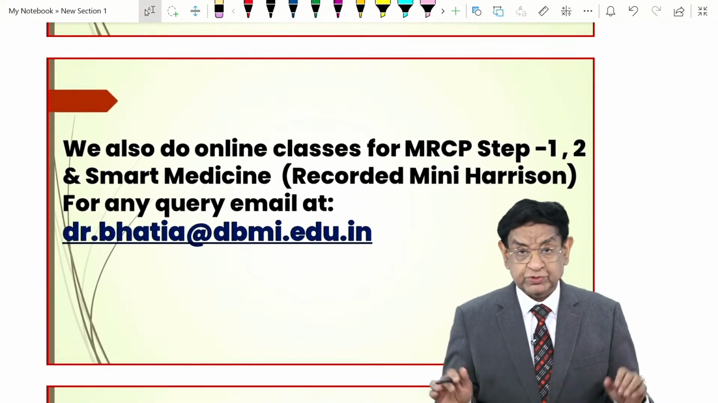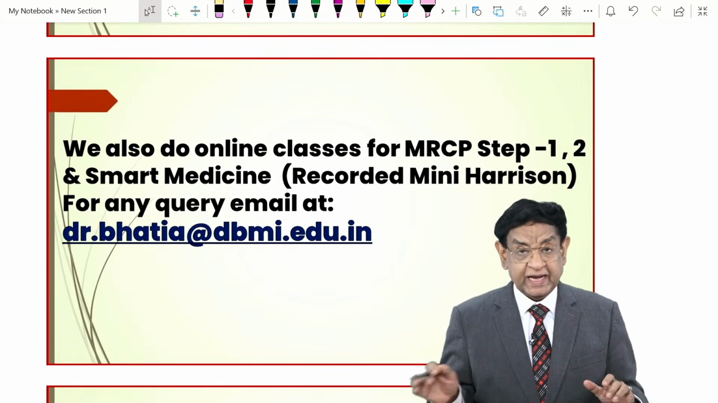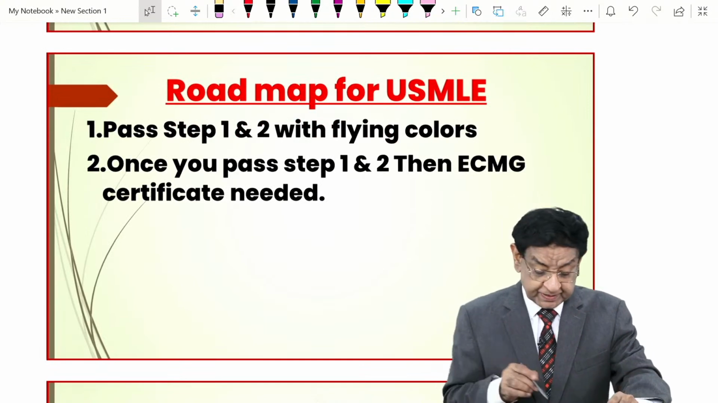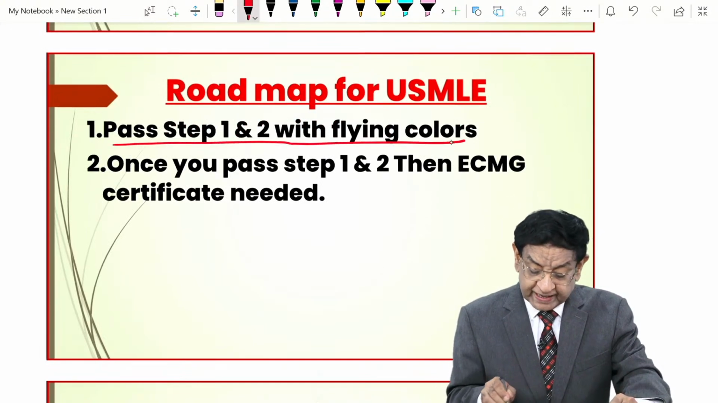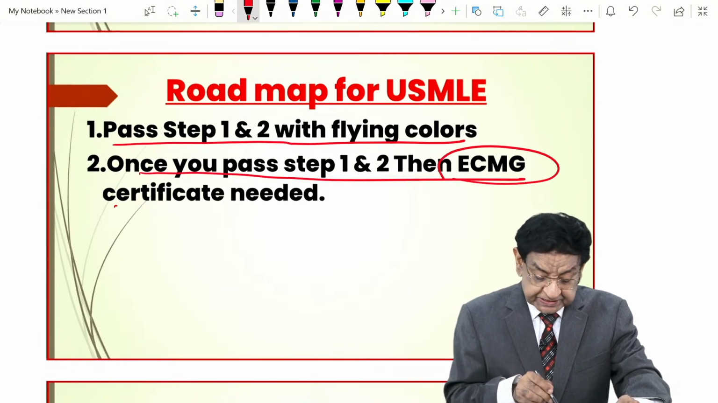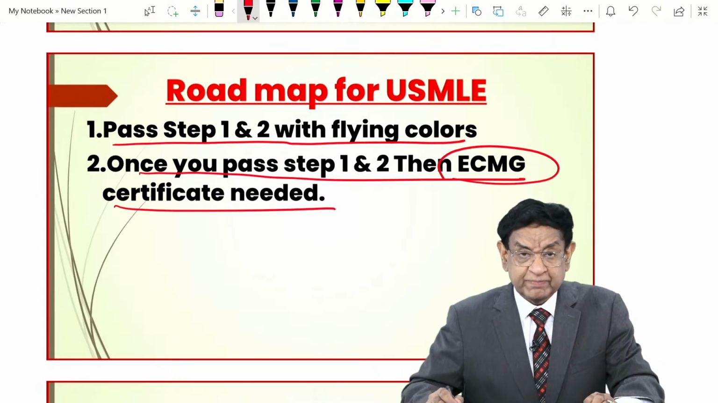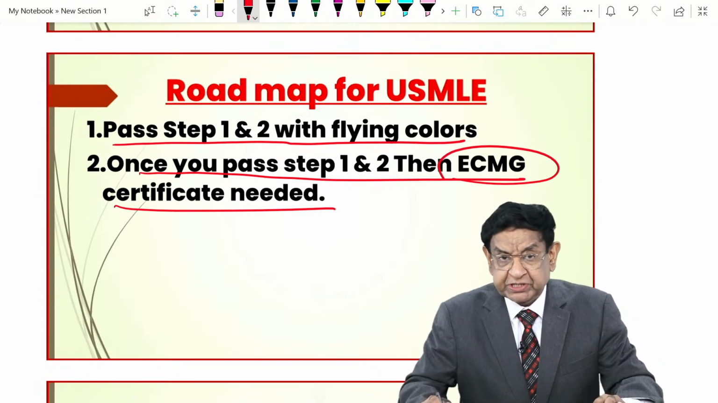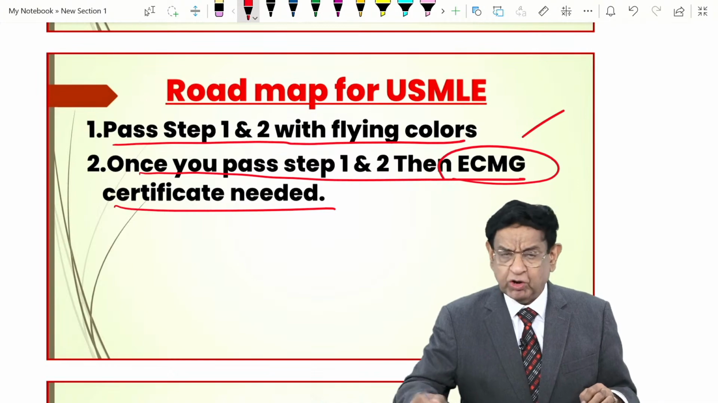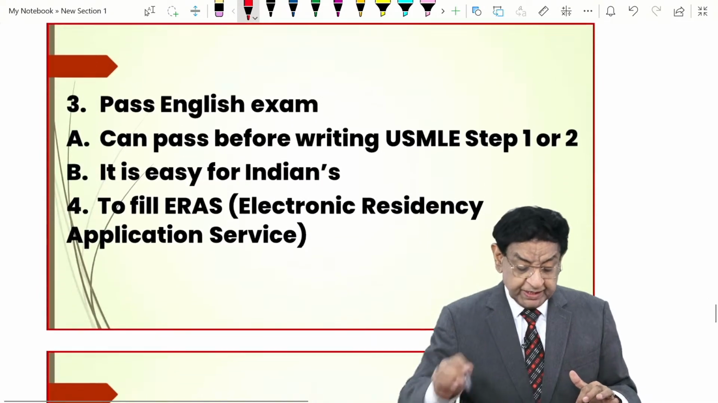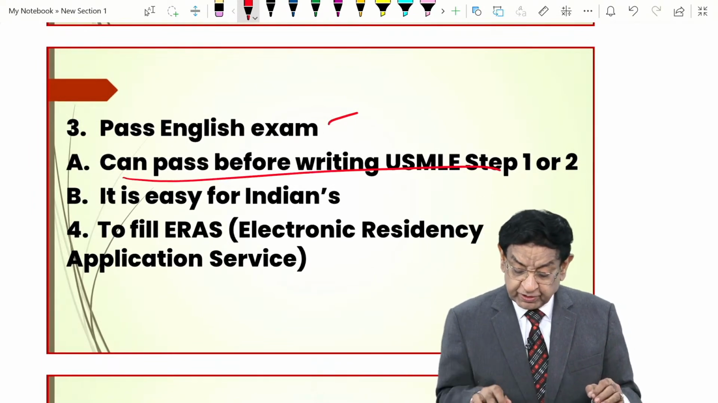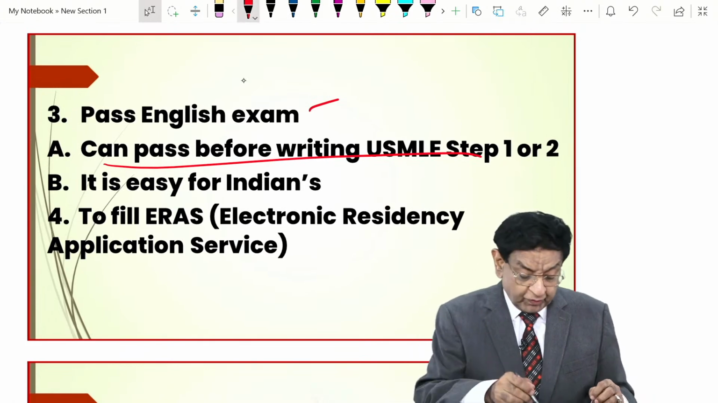Now, in addition to that, we also help you with a roadmap for MLE. So what is the roadmap for MLE? You pass Step 1 and Step 2 with flying colors. We will train you. Once you pass, you have to go for the ECFMG certificate, which is needed. It's just like you pass your MBBS, you go to the State Council for registration, and then only you can start internship. The ECFMG certificate is needed, but that is all online. We will guide you. You have to pass an English exam, but it's a very easy exam. You can pass it before writing your MLE Step 1 and Step 2 also. Why do I say it's an easy exam?